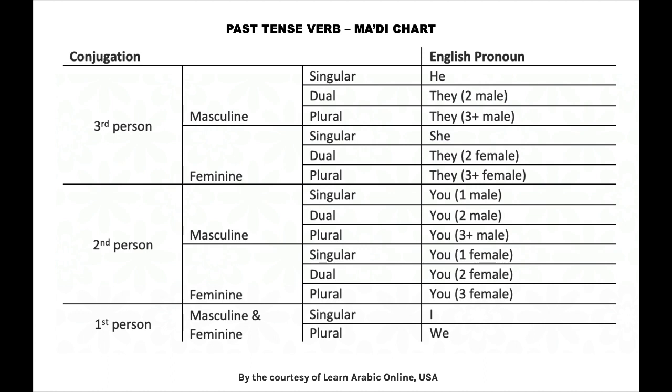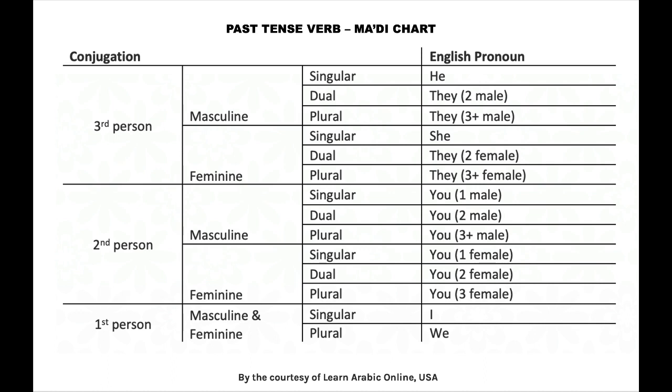But this is the easy bit. Can you notice that first 3 is 1, 2, 3. He is 1 singular, they 2 male, they 3 plus male. So 1, 2, 3. Look at the next 3. She, they. Again 1, 2, 3. First one is singular, second one is dual, and the third one is plural.